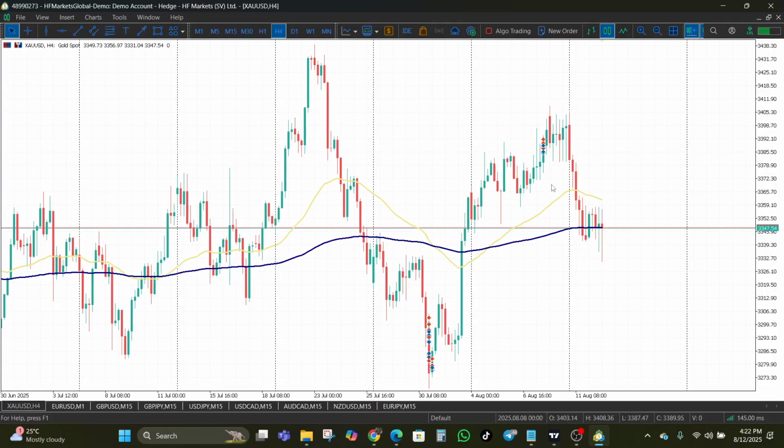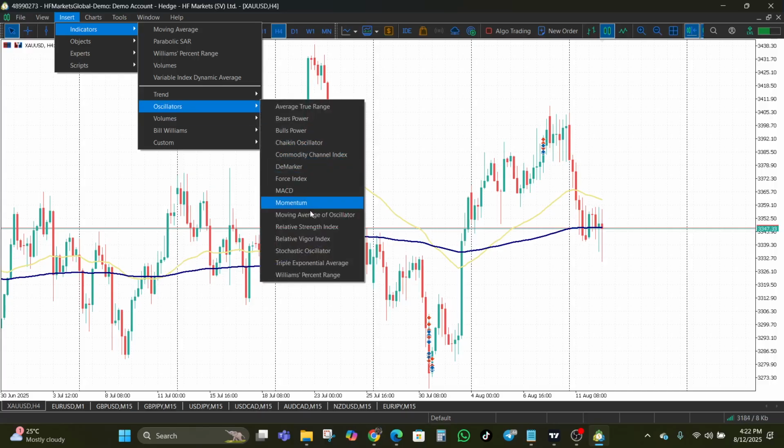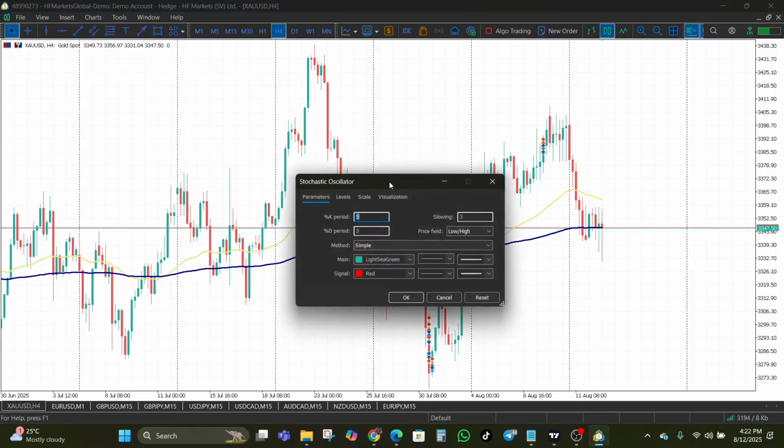So basically, the 50 EMA will help us identify short-term trend direction, while the 200 EMA gives us the bigger picture trend. Okay, then the next indicator we are going to be adding to our chart is the stochastic oscillator.